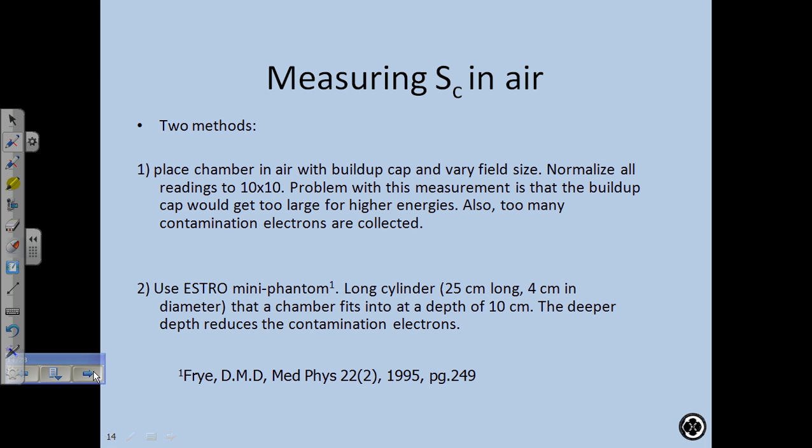Because it doesn't travel through the material that you're radiating. Yeah, because we want to separate collimator scatter from phantom scatter. So if we measure it in phantom, we have phantom scatter. We want to separate them. So that's why we measure it in air.